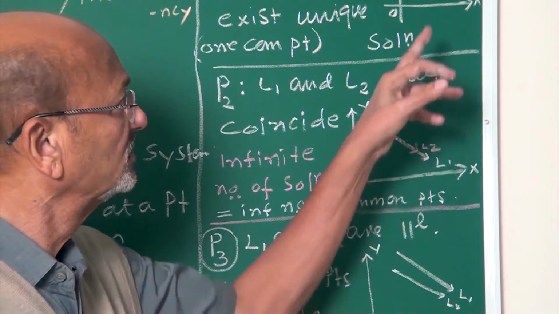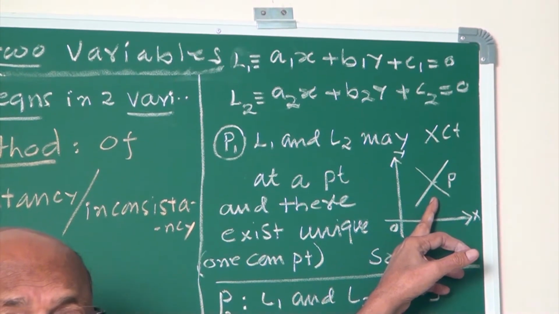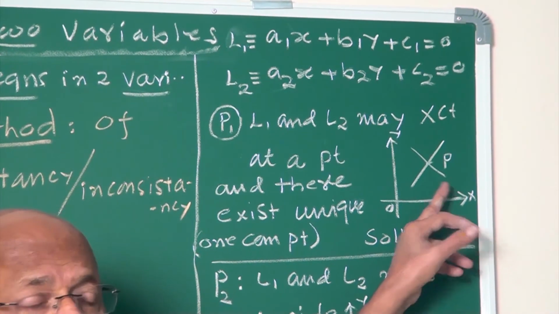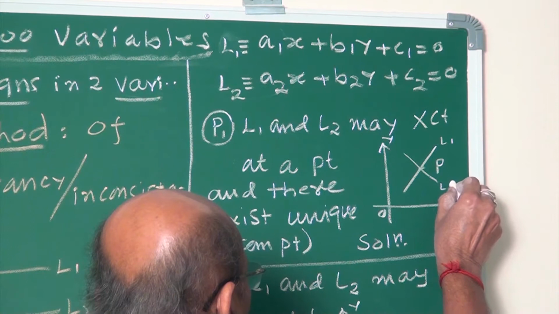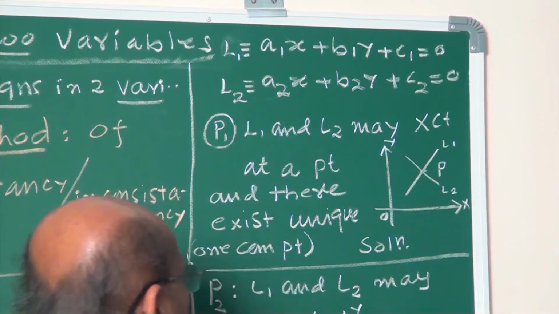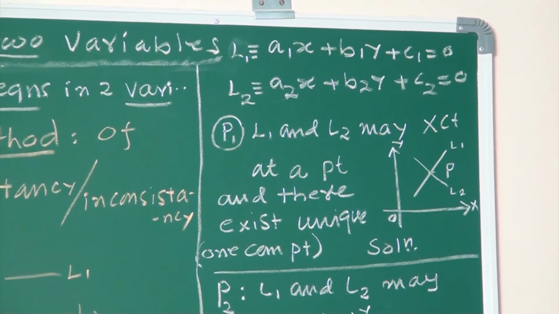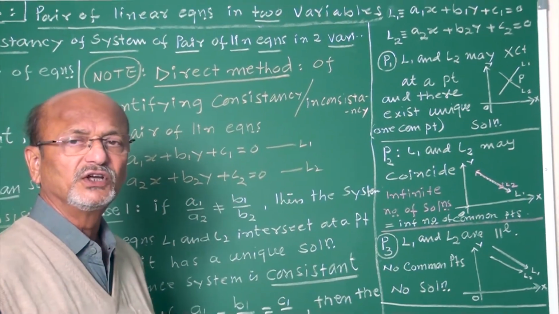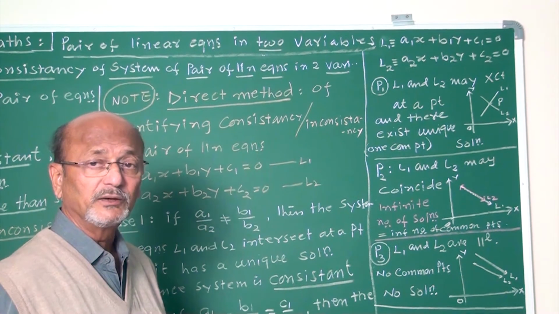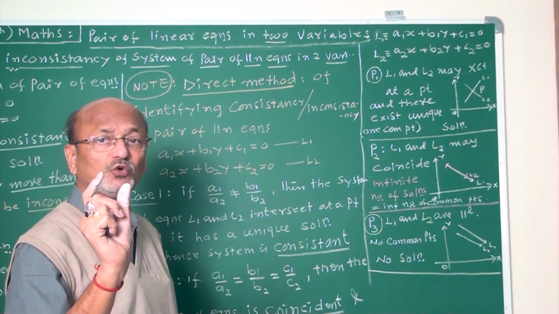In the intersecting case, there is only one point which is common to both L1 and L2. P is a point which lies on both L1 and L2. Therefore, there exists only one solution, because a point which lies on the line is a solution. So in the case of intersecting type, there exists one solution. The mathematical language is unique solution.